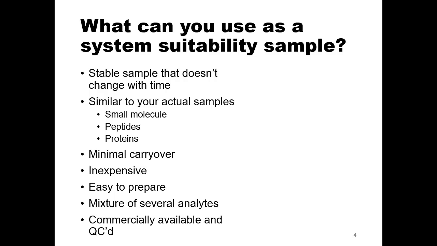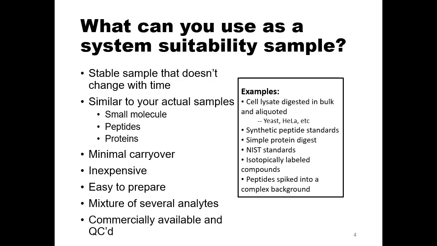A system suitability sample can be a lot of different things. What you might use should reflect whatever type of mass spectrometry you're doing in your lab. It should be a sample that is stable and doesn't change over time. If you're doing proteomics, if you're doing peptides, it should be a peptide sample. If you're doing top-down and you happen to be in this bottom-up targeted course, you might have taken a wrong turn, but proteins should be your sample. If you're doing small molecule, it should be a small molecule system suitability sample. The more inexpensive, the better.